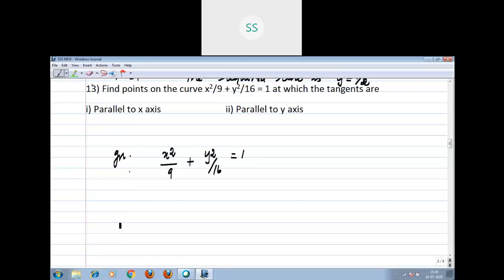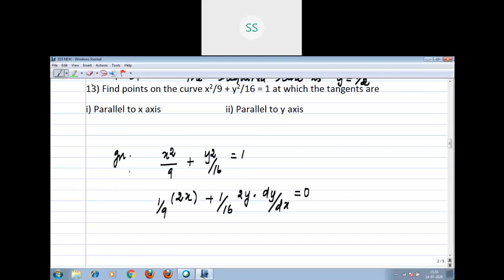Now you are going to differentiate, right? See here, 1 by 9 is a constant as such. When you differentiate, what will you get? 2x, differentiating with respect to x, right? Plus 1 by 16. When you differentiate y square, what will you get? 2y. Again, you have to differentiate y with respect to x, that means dy by dx. The right hand side is a constant, so it becomes 0, right?